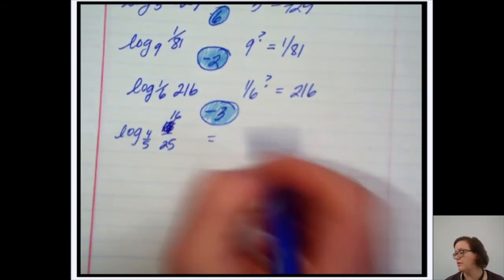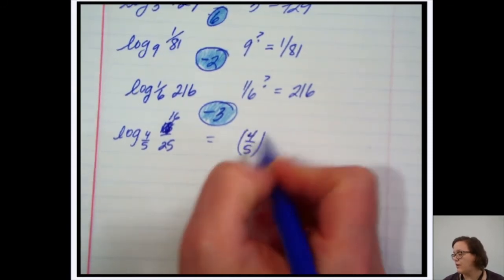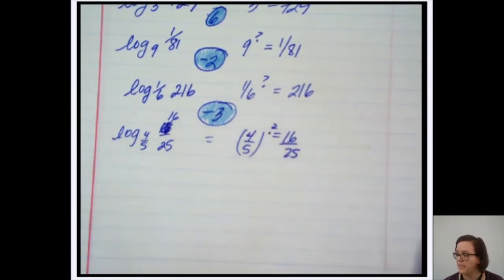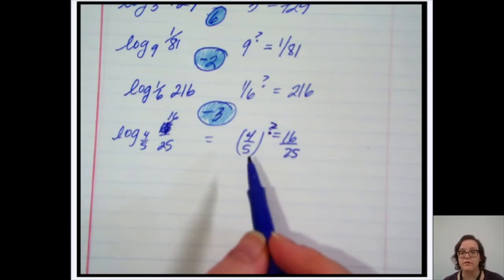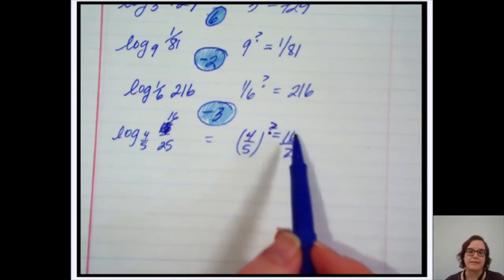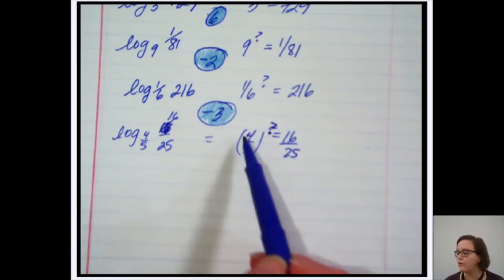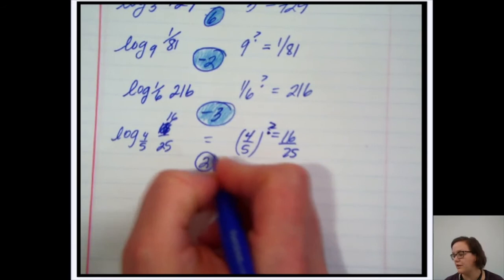Well, we're saying 4/5 to the what power is 16 over 25. And the top has to go to the same power as the bottom. So 4 to the what power is 16, and 5 to the what power is 25. Well, 4 squared is 16 and 5 squared is 25. So our answer must be 2.